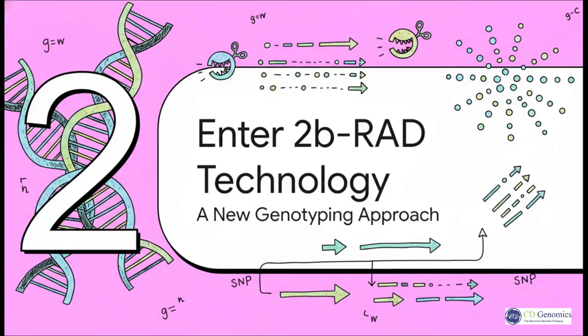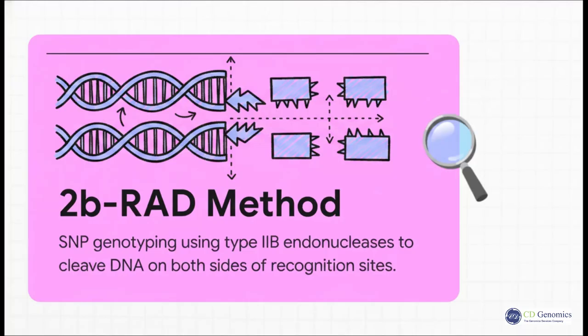Moving right along to Section 2, enter 2b-RAD technology. The crucial starting point here is understanding exactly what 2b-RAD actually is. Originally described back in 2012, the 2b-RAD or IIb-RAD method utilizes type IIB restriction endonucleases. Enzymes like BsaXI are literally the stars of the show here. And what makes them so remarkable?